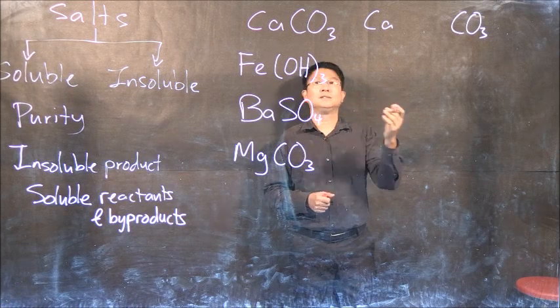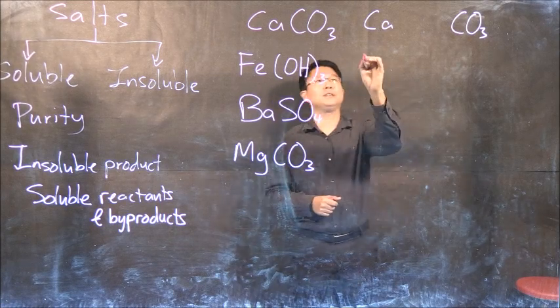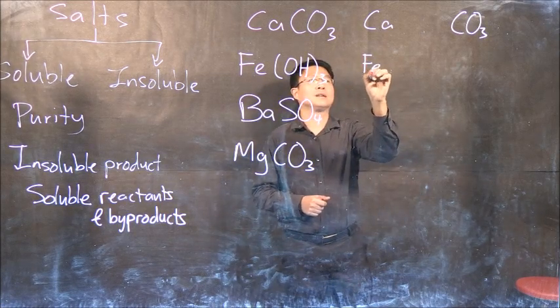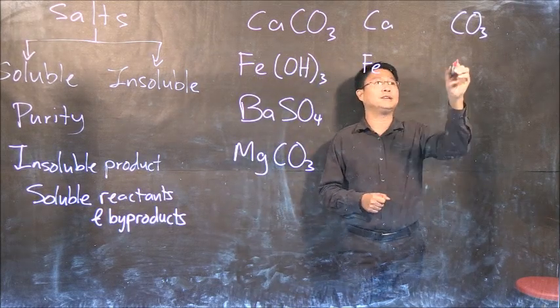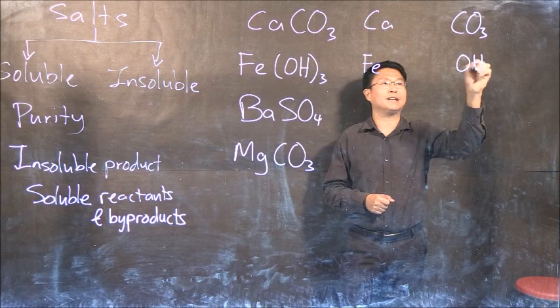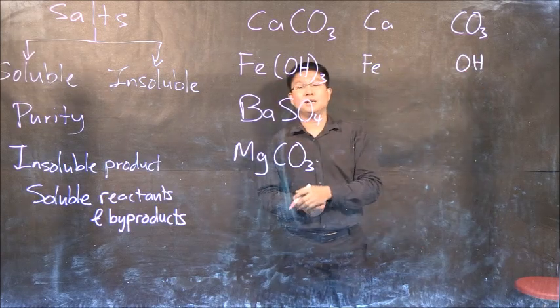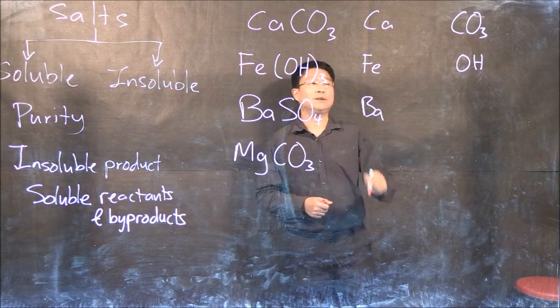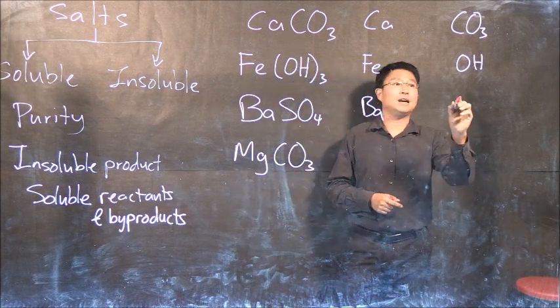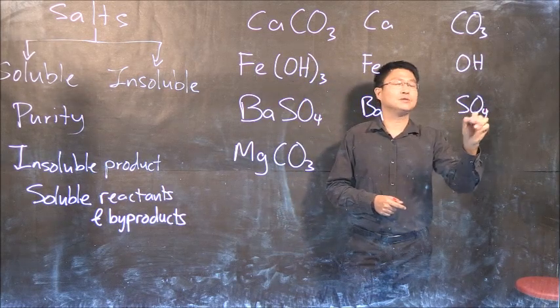For iron 3 hydroxide, I would need the iron 3 plus cation and the hydroxide anion. Similarly, for barium sulfate, we would have barium 2 plus and sulfate 2 minus.